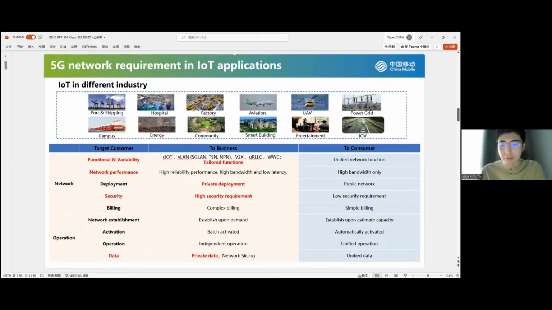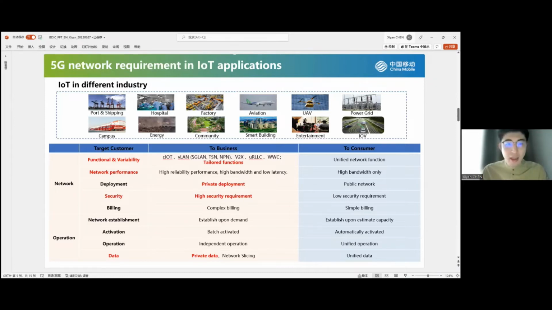The billing is more complex, so we can set different billings for 5G networks rather than the simple billing in 4G networks. And in the operation aspect, the network establishment is upon... So the 5G networks can be designed and operated uniquely, unlike 4G networks. And also the activation is batch activation in the 5G network. And in independent operations, most importantly, the 5G network can achieve private data and network slicing rather than a unified data. Put this way, the enterprise can have their own data and own networks from 5G technologies.